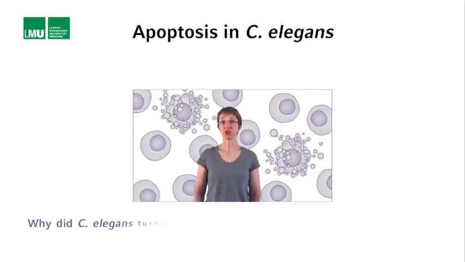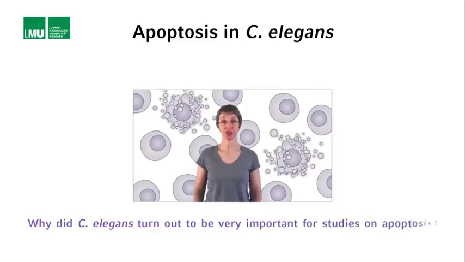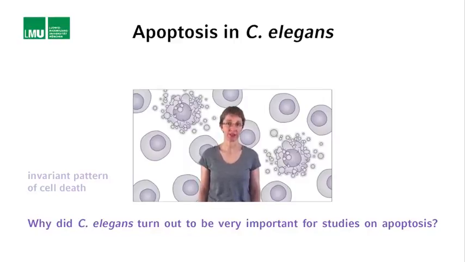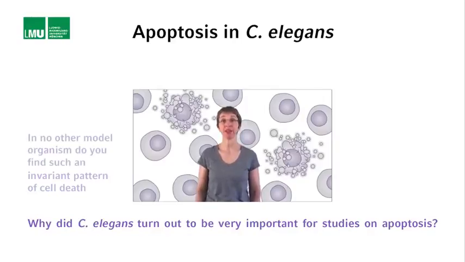Why did C. elegans turn out to be very important for studies on apoptosis? It's the fact that C. elegans has an invariant pattern of cell death. It allows you to look for mutant worms with a different pattern of cell death. In no other model organism do you find such an invariant pattern. And it was this invariant pattern of cell death in C. elegans that opened up the door for the genetic and molecular dissection of apoptosis.